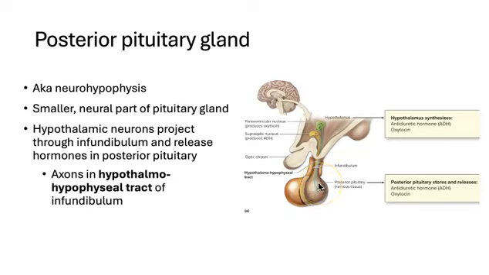Now let's not forget about the posterior pituitary gland. This is also called our neurohypophysis because we have a lot of nerve fibers descending on down here. You could see that the cell bodies are located in the hypothalamus. This is where hormones are going to be produced, and then they move through the axons into the infundibulum and eventually into the posterior pituitary gland, where they are stored until they are needed and they can be released. Now here we don't have a portal system. This is called our hypothalamo-hypophyseal tract because of the axons.